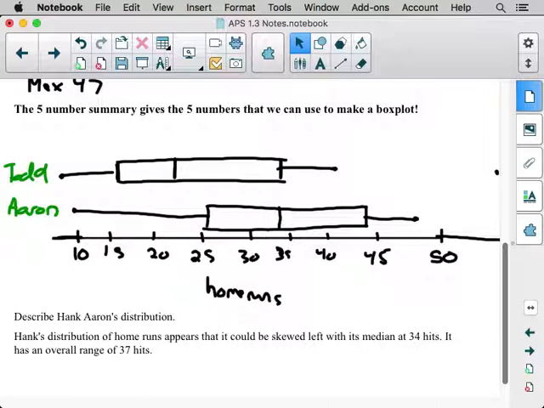Center. Which one has a higher center? For sure, Aaron, right? Aaron's median is up at 34. Todd's was 22, if I recall.